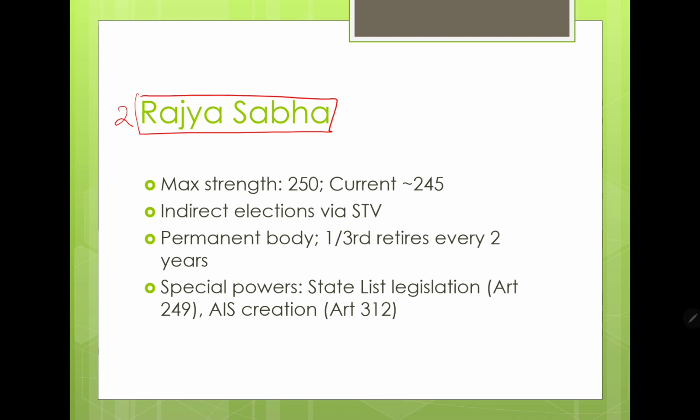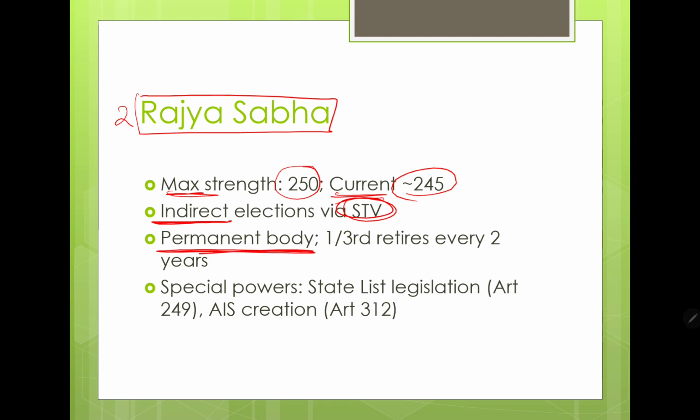The second house or the upper house of the parliament is called the Rajya Sabha. This is the upper house of the Indian Parliament, and the maximum strength of Rajya Sabha is 250. This is the maximum strength, but currently we have 245 members in it. Here in the Lok Sabha, you have seen that direct elections take part, but here indirect elections happen to choose the members of the Rajya Sabha via the STV. What is that? Single transferable vote. This is another system of choosing the members of the Rajya Sabha. We will learn what is the difference between STV and FPTP in the next video.